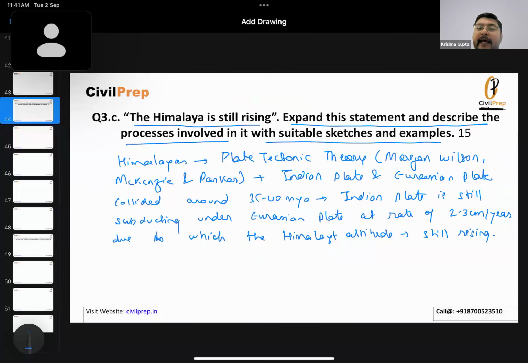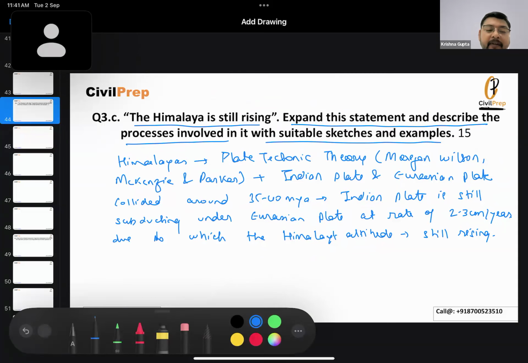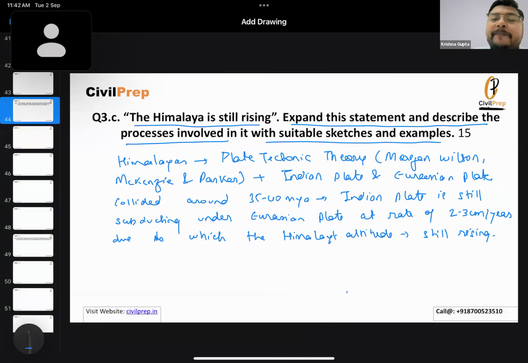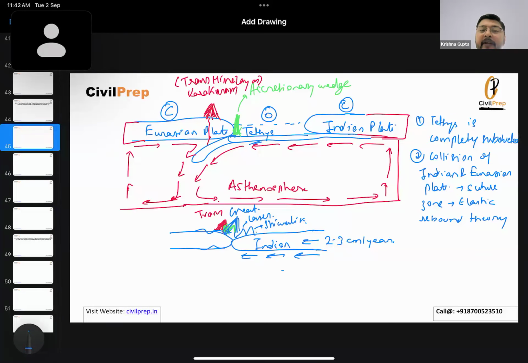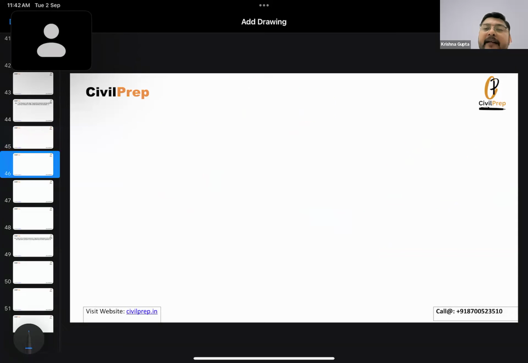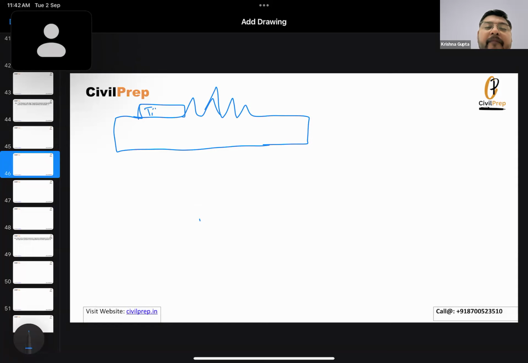So we are able to explain this part very well. Now, moving to the next aspect: expand this statement and describe the processes involved in it with suitable sketches and examples. Here we have explained the development of the Himalayas, and now we need to explain what is currently happening. We will see that these Himalayas are now part of one single continent. This is the part of Tibet or the Tibetan Plateau, and this is acting as a single plate. This is Eurasia, and here we have the part of the Indian plate.